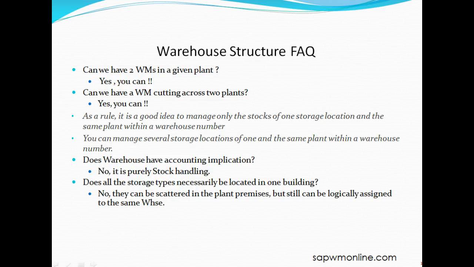Can we have a WM cutting across two plants? Yes, you can. As a rule, it is a good idea to maintain only the stocks of one storage location and the same plant within a warehouse. But yes, if there is a pressing business need that a warehouse wants to share space for two plants, you can do that. You can manage several storage locations of one and the same plant within a warehouse, or two plants within a warehouse. It is possible.